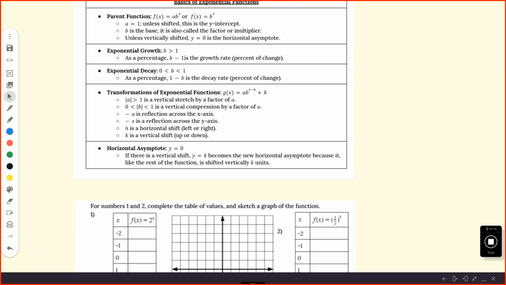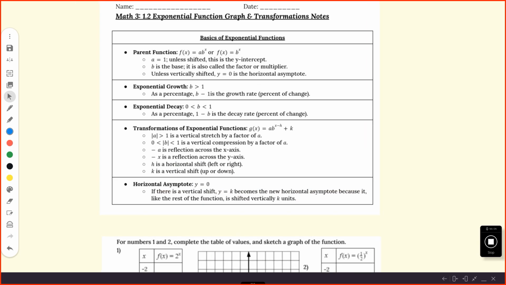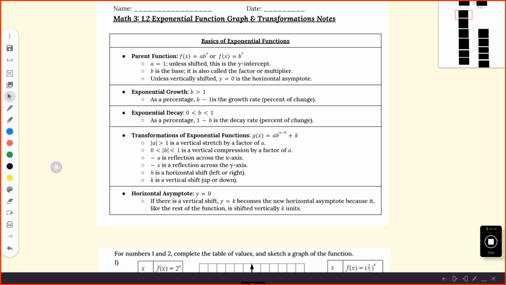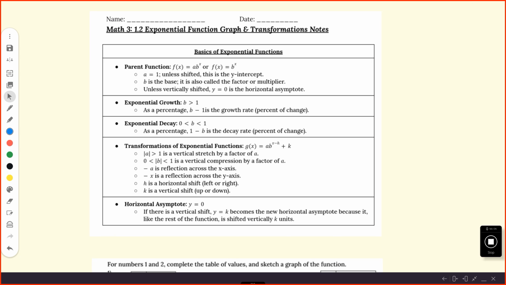All right. So today we're going to be discussing exponential function graphs and transformations. Okay. Last Friday we learned about exponential growth and decay, right, and how to solve problems that deal with these exponential growth and decay models.